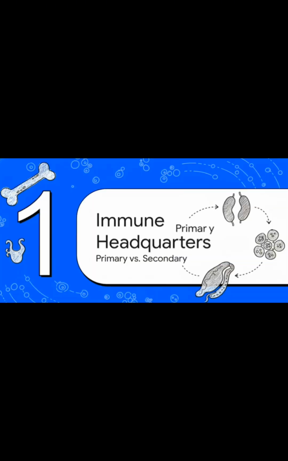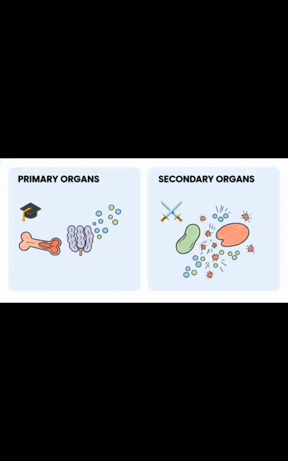Okay, Section 1, Immune Headquarters. So the very first thing you have to get straight is the difference between primary and secondary lymphoid organs. This distinction is the foundation for, well, pretty much everything else in the immune system. Here's the core concept, nice and simple.